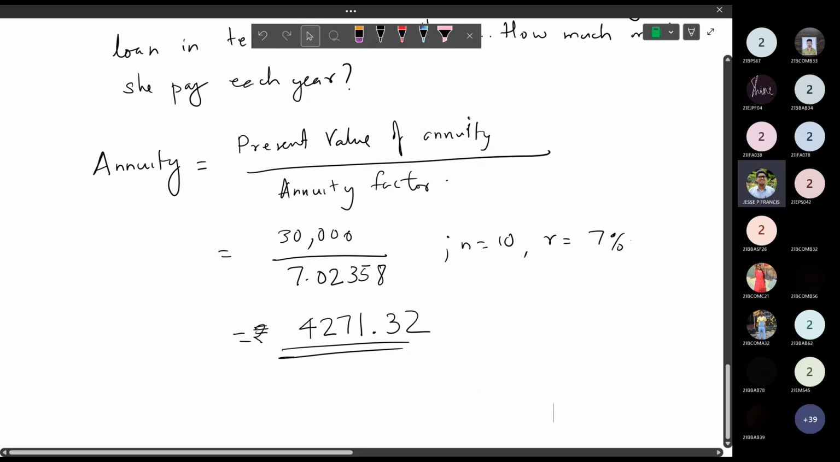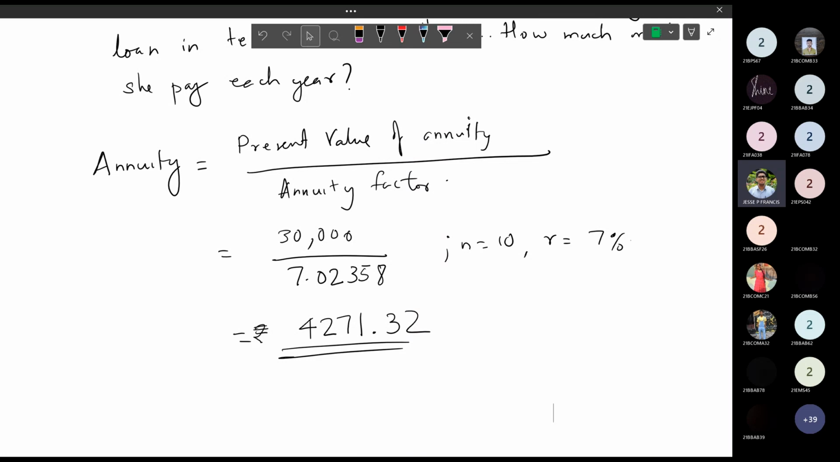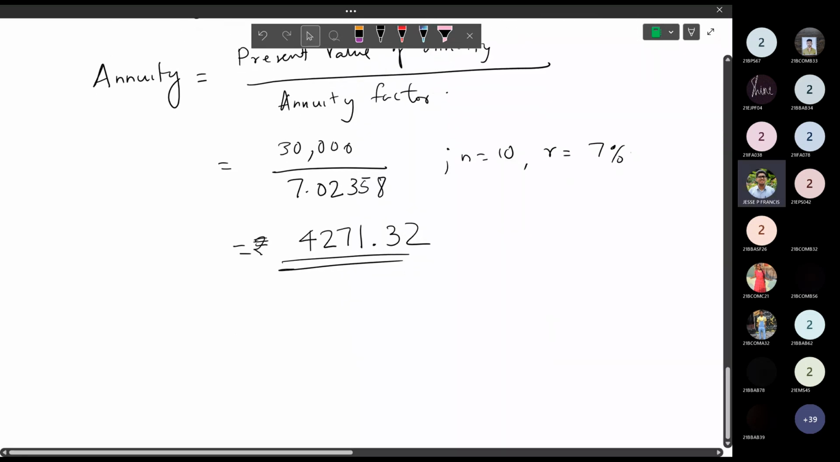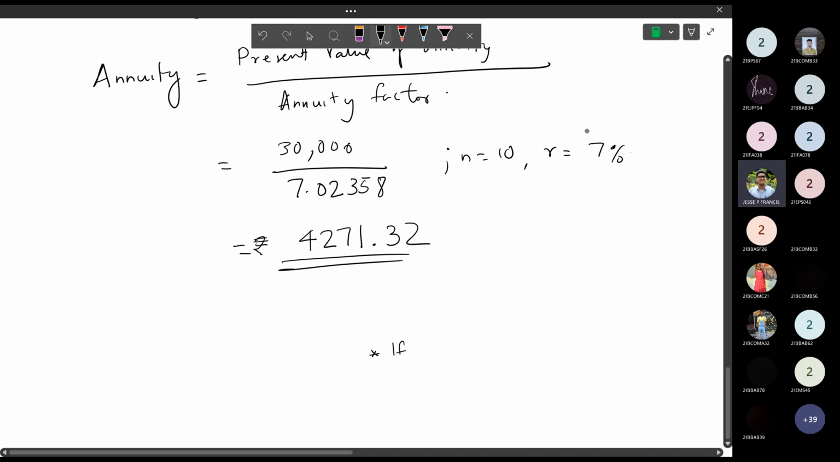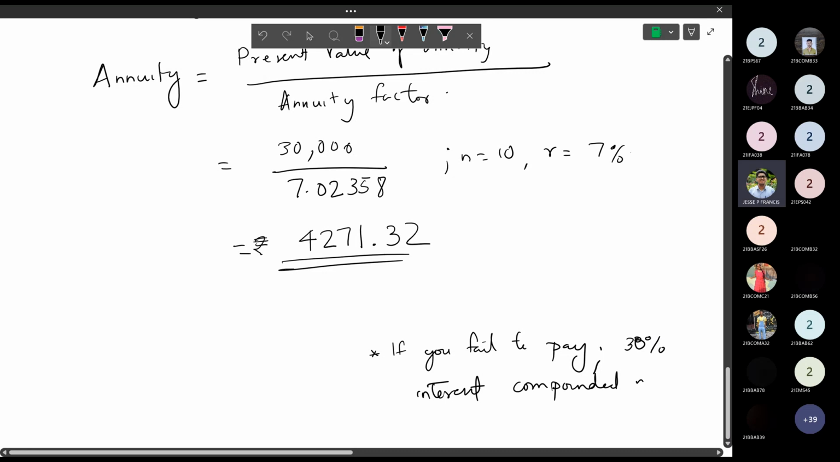So loans are actually not your friends, that you should realize. And especially credit cards, you should read the instructions very carefully. For example, one of my credit cards, I need it because for international payments, I require a credit card. At the bottom, they have put a small asterisk and said, if you fail to pay, 30% interest compounded monthly.